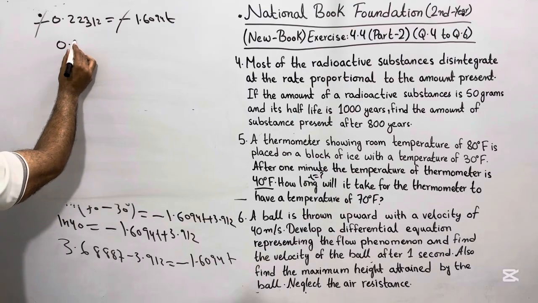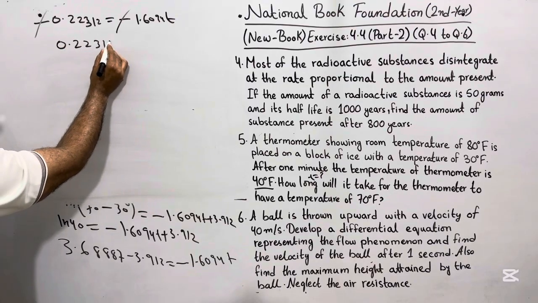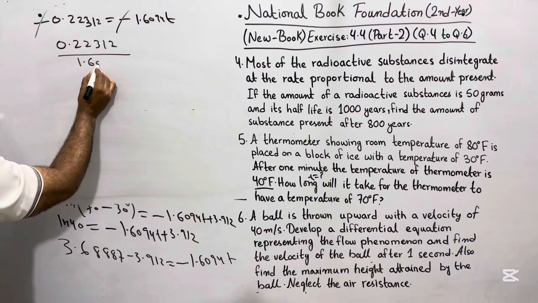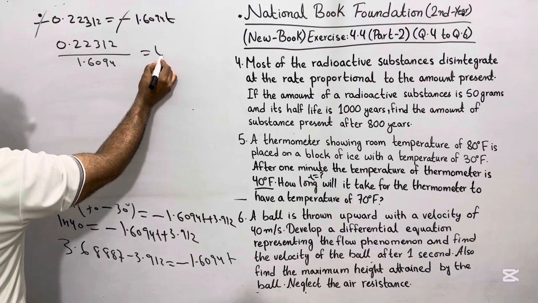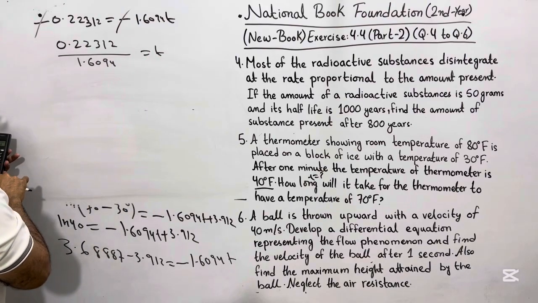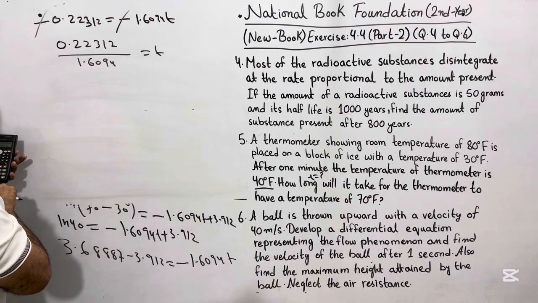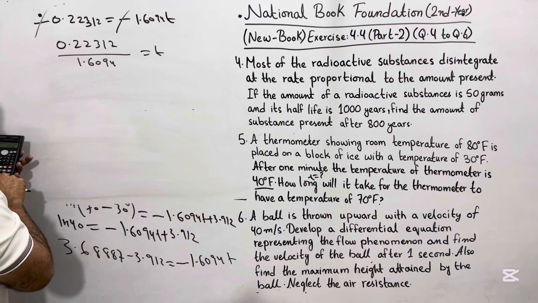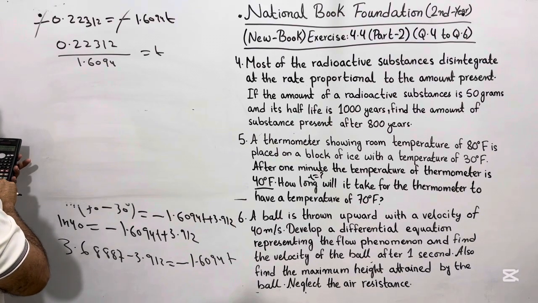Solve for t. 0.22312 divided by 1.6094 is equal to 0.1386, dividing by 1.6094.